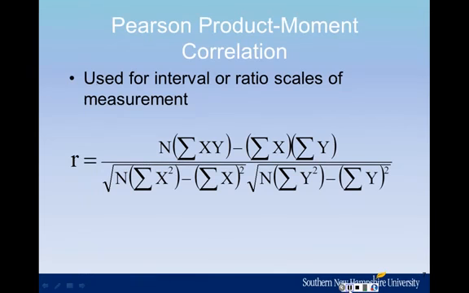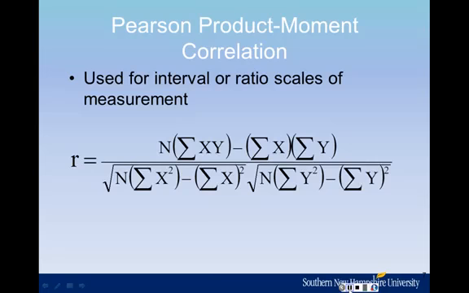So the correlation that we use most often is the Pearson product moment correlation. Most of our data that we make measurements with are interval or ratio scales of measurement, which I'll talk about in just a second. But when you have this type of data, you use a Pearson product moment correlation. It is a big, nasty looking equation. We will not calculate this in our class. It's very easy to have statistical software packages calculate this for you.